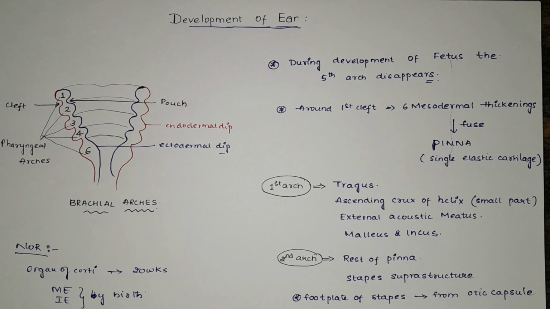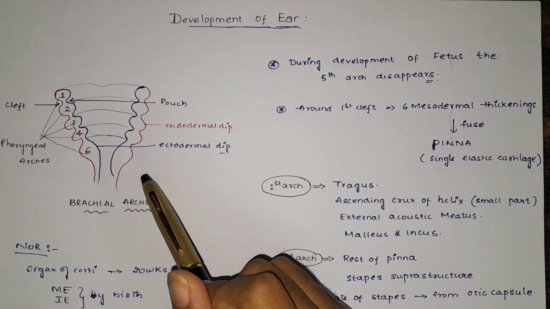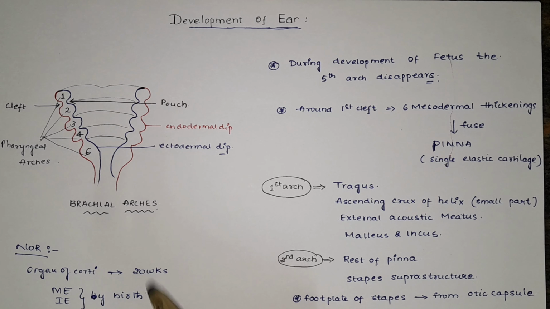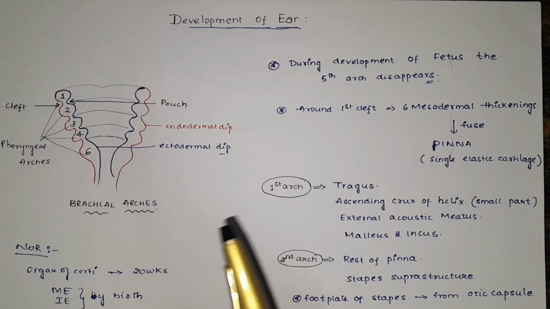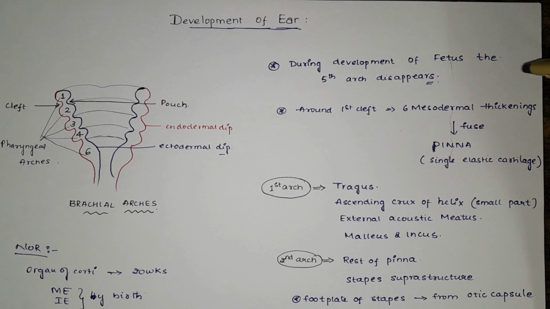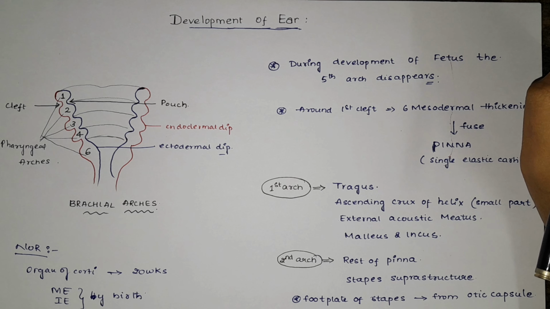We all know from the first year these are the branchial arches, and we have six branchial arches, in which the fifth one will disappear during development of the fetus. So that's what I wrote here. During development of the fetus, the fifth arch disappears. So let me explain the branchial arches first.